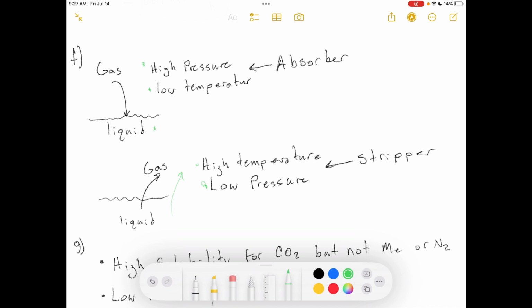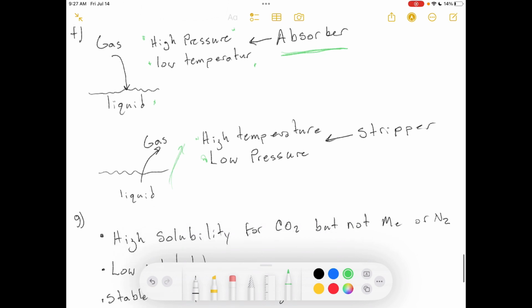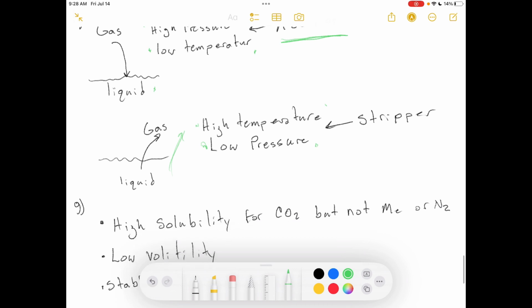Okay? So in an absorber, we want the gas to go in the liquid. Well, that would mean that in the absorber, we want high pressure and low temperature. In the stripper, we want the gas to come out of the liquid. So we would want high temperature and low pressure. Okay, so you kind of flip the two. When you're in your absorber, you have a high pressure and a low temperature, and in your stripper, you have a high temperature and a low pressure.